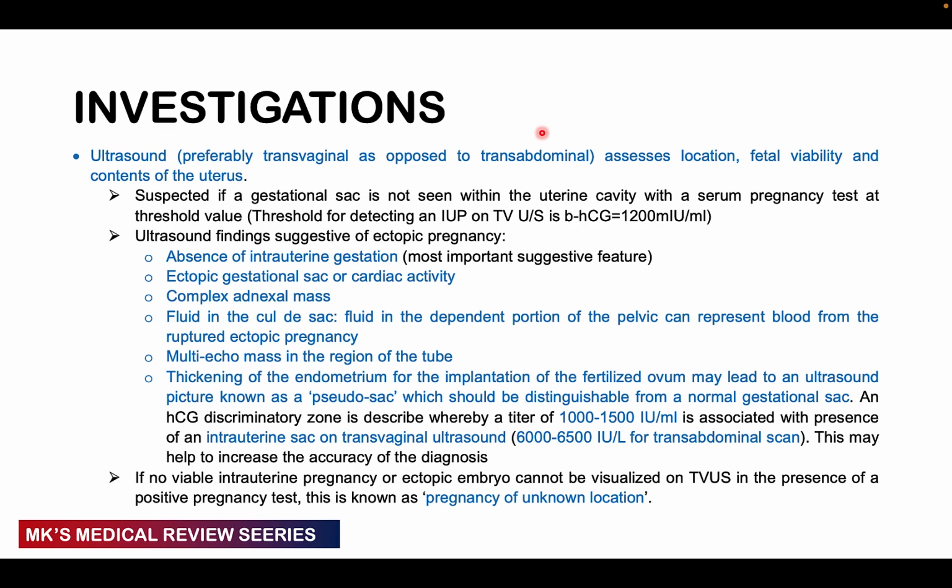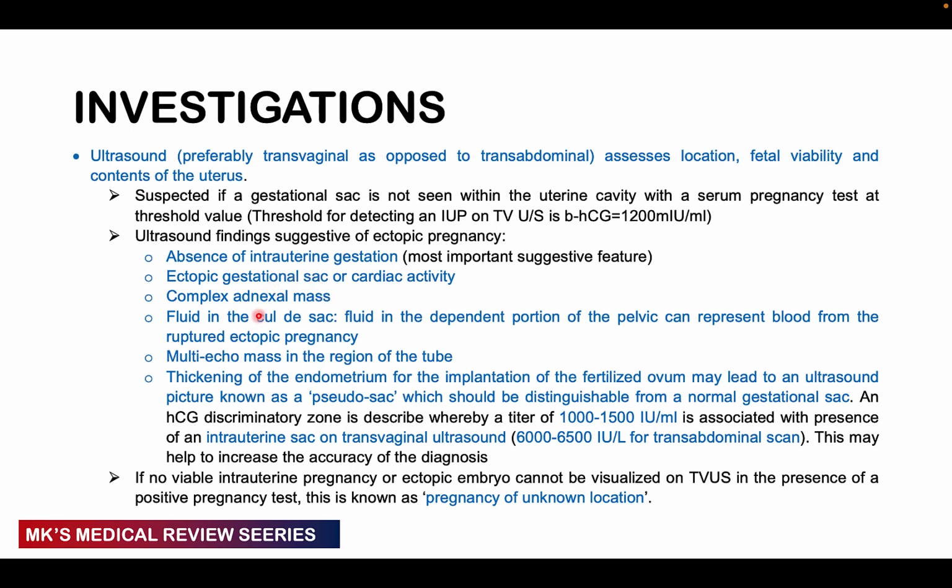Remember that the threshold for detecting an intrauterine pregnancy on the transvaginal ultrasound is, with the beta HCG level, roughly around 1,200 milli-international units per mL. So the features that are going to be suggestive of an ectopic pregnancy on ultrasound are, number one, an absence of an intrauterine gestational sac. So this is the most suggestive feature that we see on the ultrasound.